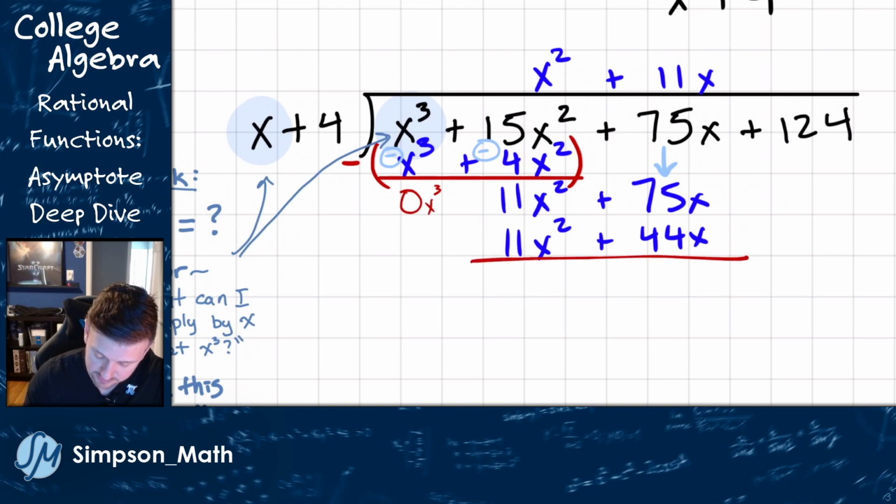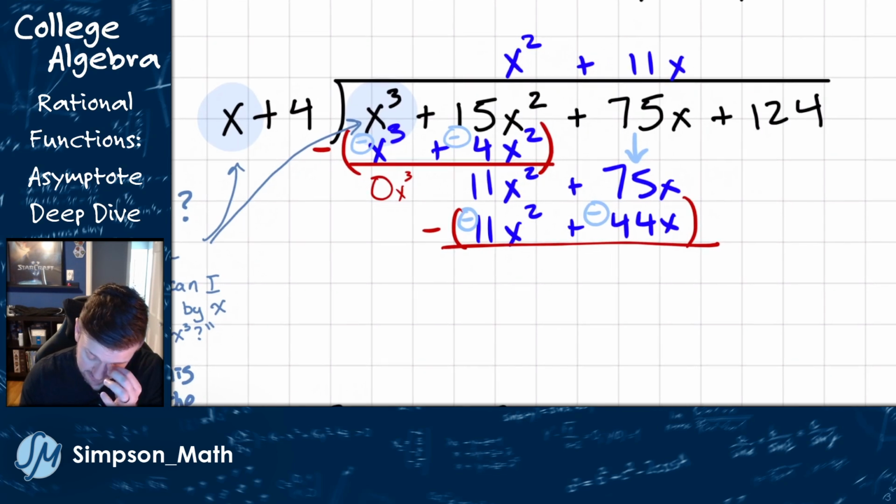Now let's do our subtraction. All of this I'm going to subtract. If you want to, you can make a little note to yourself that this is going to be a minus and this is going to be a minus. When we add up, we get our 0. I'm not going to write that, but we have a 0x squared. And then 75 minus 44, I think that's 39, but I'm going to do scratch work because my brain hurts.